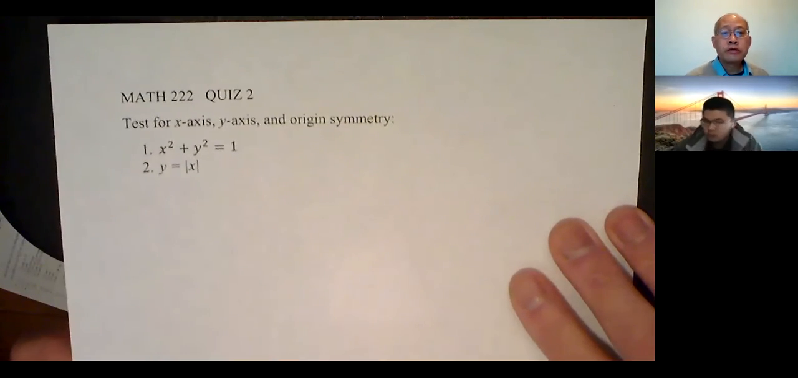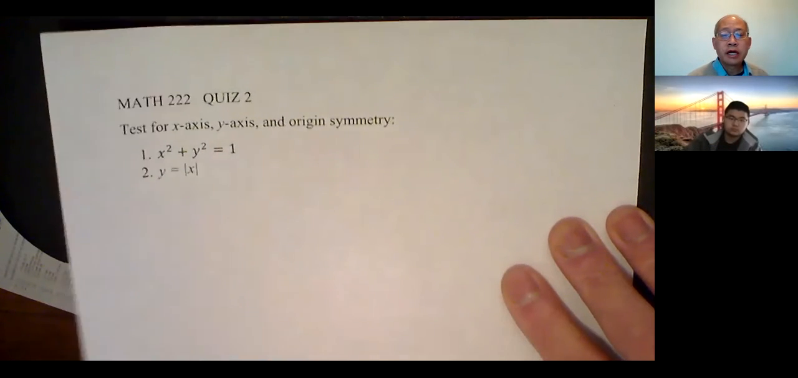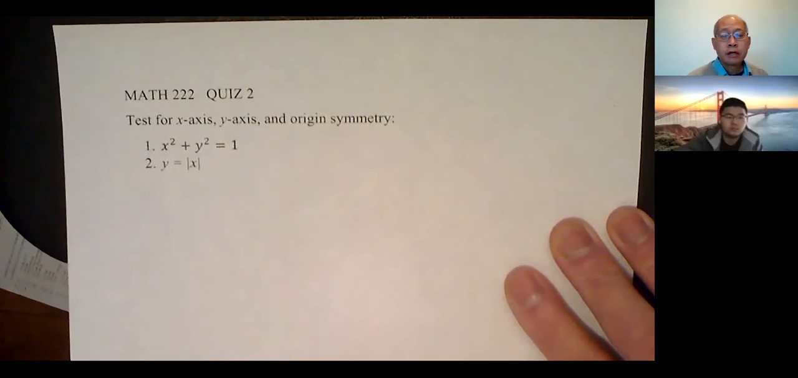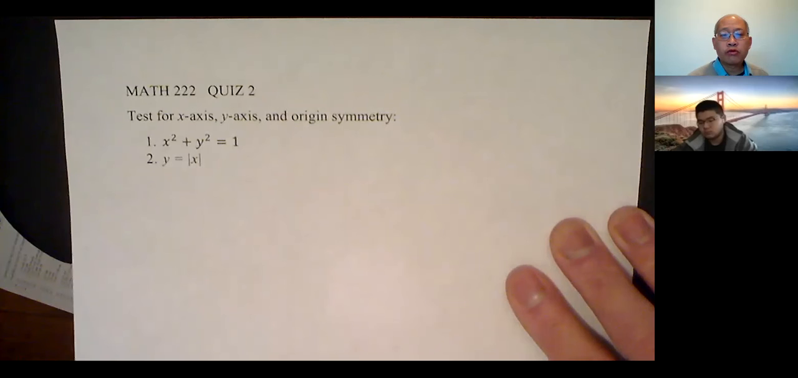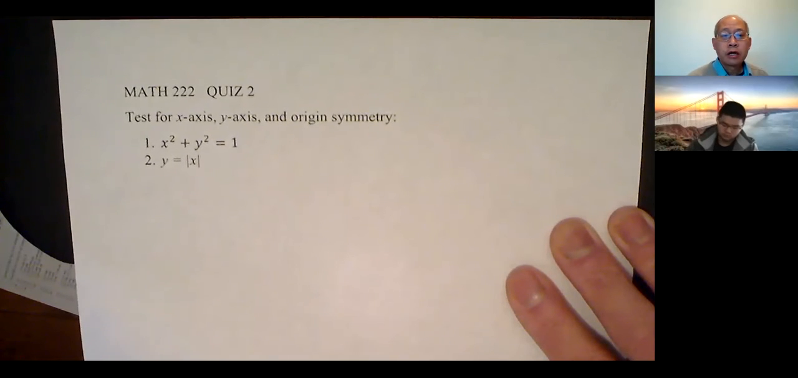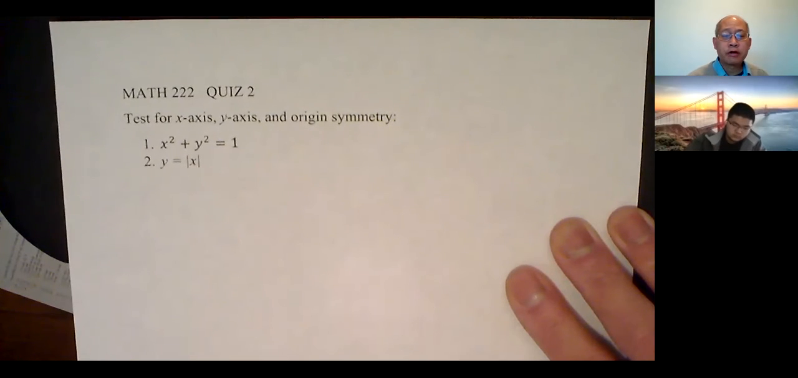Okay, so you test for the 3 symmetries, x-axis, y-axis, and origin symmetry. Okay, so look up in your notes how to do that, right? So number 1 says x squared plus y squared equals 1. Number 2, y equals absolute value of x.